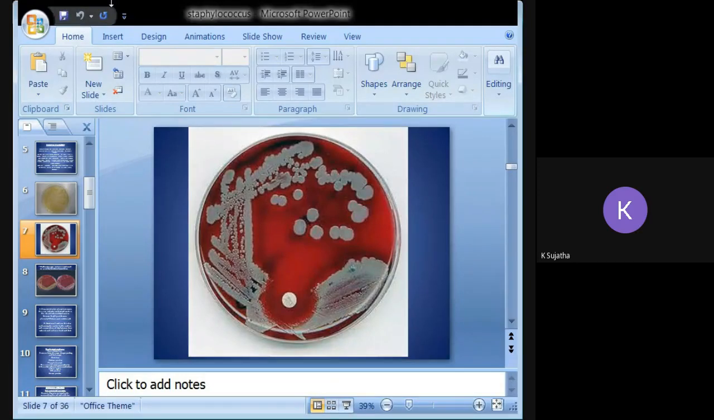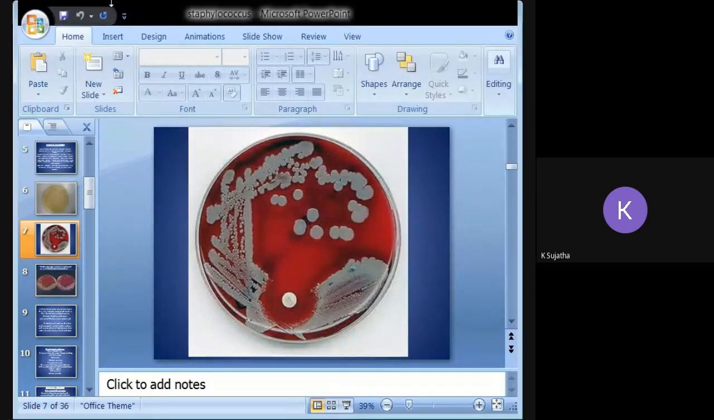Most effective antibiotic. Cloxacillin, vancomycin, chlorhexidine, this one.